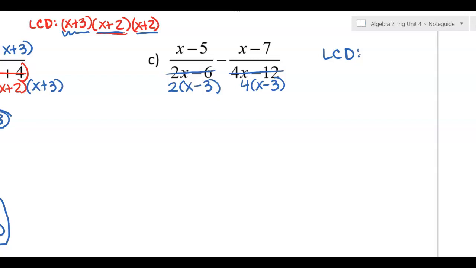Okay, so it's got to have a factor of 2. Emily? It's got to have a factor of x minus 3. So far we know it needs to have a factor of 2. It needs to have a factor of x minus 3.